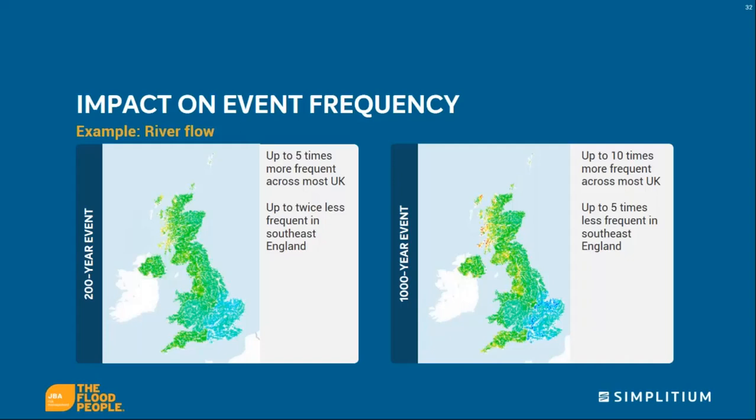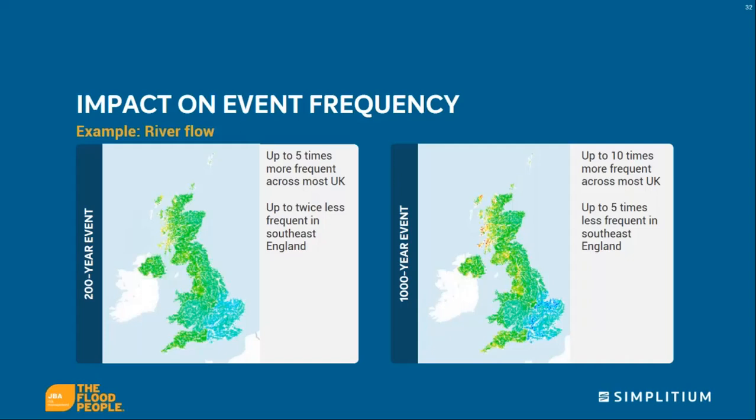The 2 plots show that in the southeast of England, we have a lovely mirage of blue. So for most river locations, present-day 200-year events become up to 5 times more frequent, which is denoted by colours essentially other than blue on those plots. So the new return periods range between 40 and 200 years. And for 1,000-year events, we see them becoming up to 10 times more frequent.